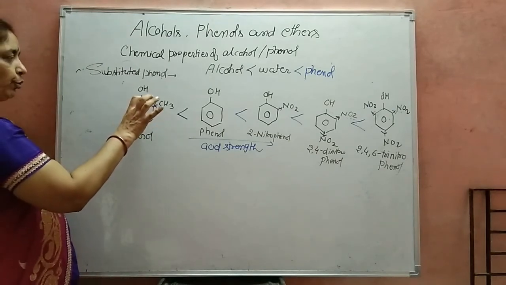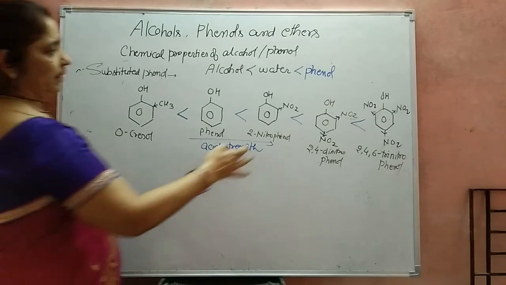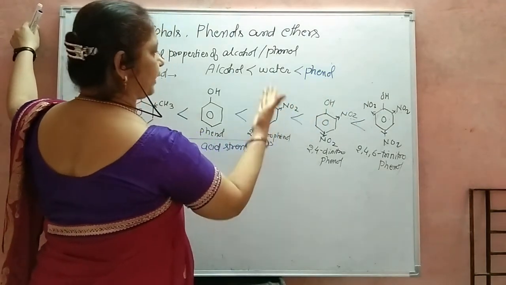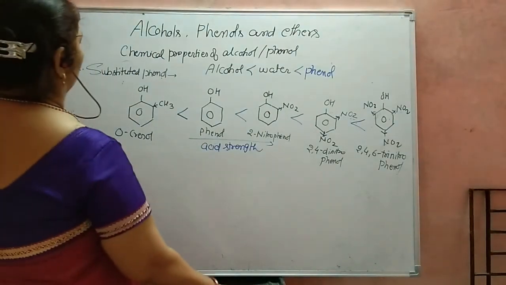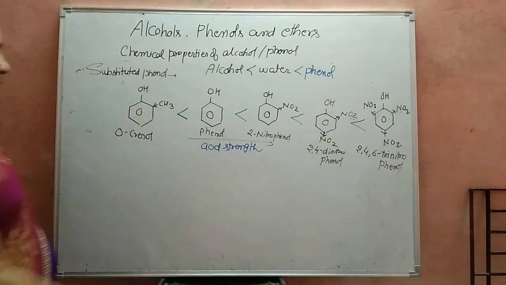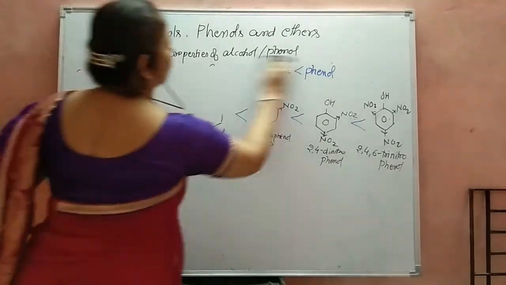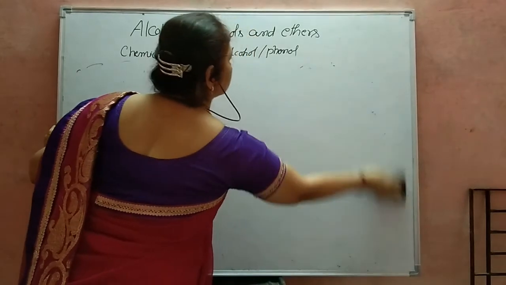CH3 ग्रुप इलेक्ट्रॉन डोनेटिंग, बेंजीन को इलेक्ट्रॉन दे रहा है, पोलैरिटी को इफेक्ट कर रहा है। NO2 ग्रुप बेंजीन से इलेक्ट्रॉन डिक्रीज कर रहा है, पोलैरिटी को और इंक्रीज कर रहा है, तो एसिड स्ट्रेंथ को इंक्रीज कर रहा है। So here we already discussed the chemical properties of alcohol. हमने एसिडिटी पढ़ी, इसमें बहुत सारे कंपैरिजन भी पढ़े, सब्स्टिट्यूटेड फिनॉल के पढ़े, अल्कोहल वाटर फिनॉल की कंपैरिजन करें। Now we discuss the reaction esterification.